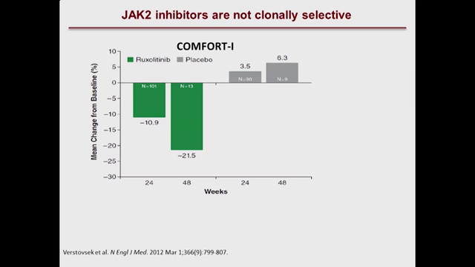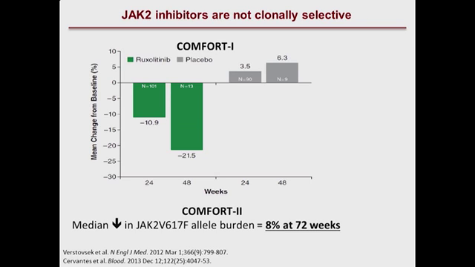So this is the Jak2V617F allelic burden data from the COMFORT-1 study. There were 150 patients who received ruxolitinib, and as you can see, 100 of those patients after 24 weeks of treatment had a median reduction in their Jak2V617F allelic burden of just 11%. And in the COMFORT-2 study, which compared ruxolitinib to best available therapy, which was hydroxyurea in the majority of patients, the median reduction was just 8% after 72 weeks of treatment.